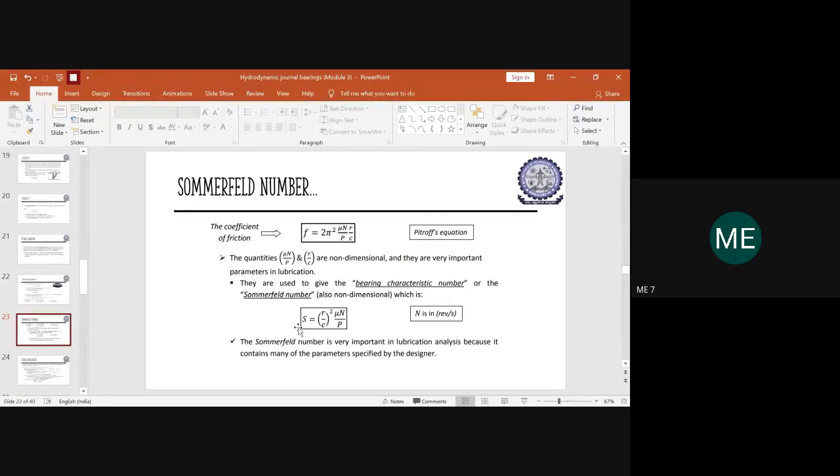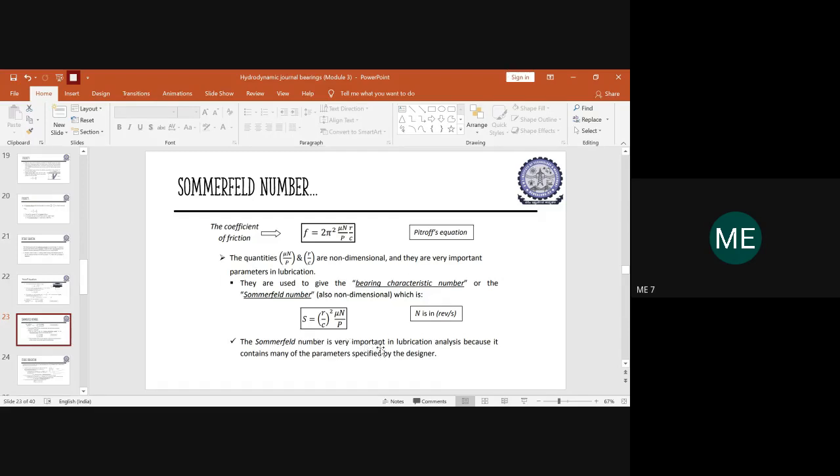Because there will be an entire list of different bearings and their characteristics, with the help of this bearing number you can know the characteristics of that particular bearing. This value will help you know the characteristic behavior of a particular bearing, and hence it is very essential to know the importance of the Sommerfeld number.